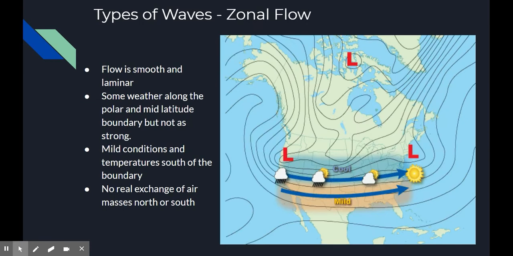Kind of the opposite of that kind of trough is a zonal flow, where there's almost no north-south undulation in the troughs across the country. This is a pattern with mild conditions with no real exchange of air masses north and south. There may be a little bit of weather along the front, but it's really weak and not of much consequence.